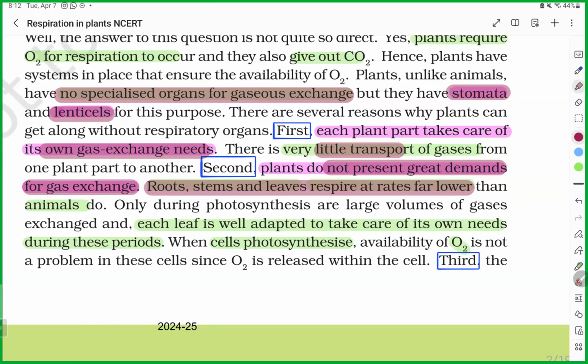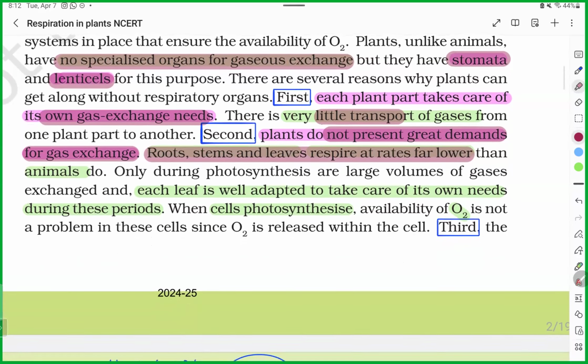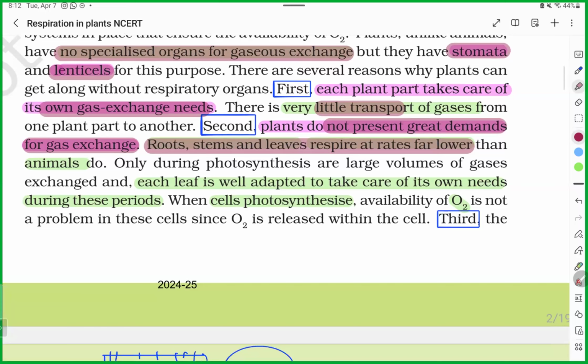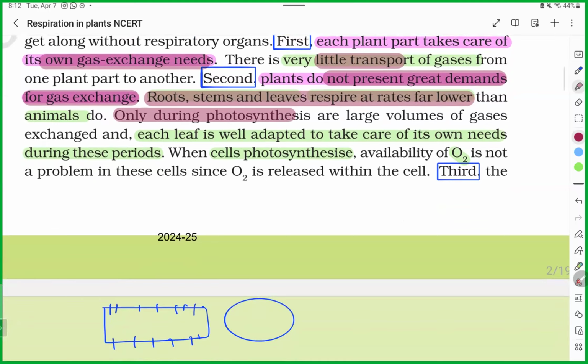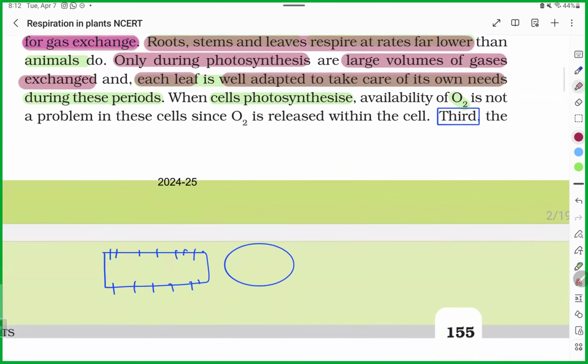We homeotherms need a lot of energy. We eat all day. Why? Because of homeostasis, energy requirement. Correct? So less demand: root, stem and leaves respire at a lower rate than animals, because they are not homeotherms. Only during photosynthesis is a large volume of gas exchanged. Why? It is an active process. Each part of the leaf is well adapted to take care of this need, not transportation. Correct? And when they do photosynthesis, there is a lot of oxygen available, so no issue.